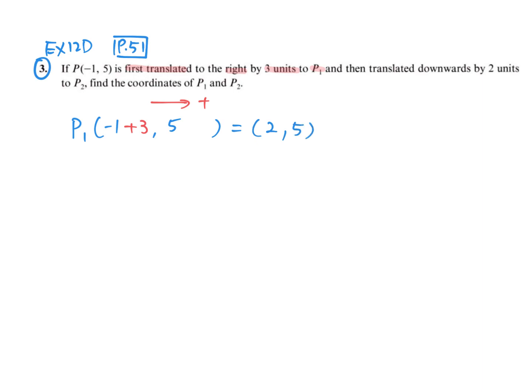And now let's see. Also P2, how do we get P2? It is from P1 translated downwards by 2 units. Translate downwards just like the y-axis, the effect is on the y coordinate, and downwards it is a minus, so -2 units. At the end, P2 is 2 and 3.